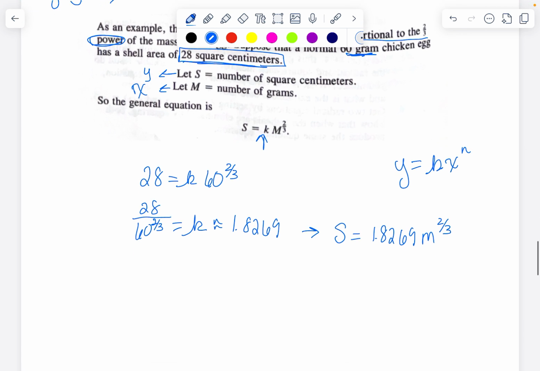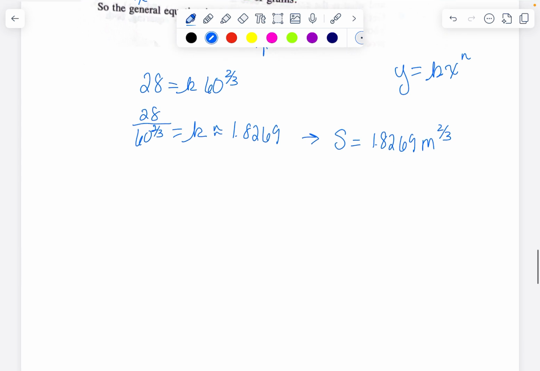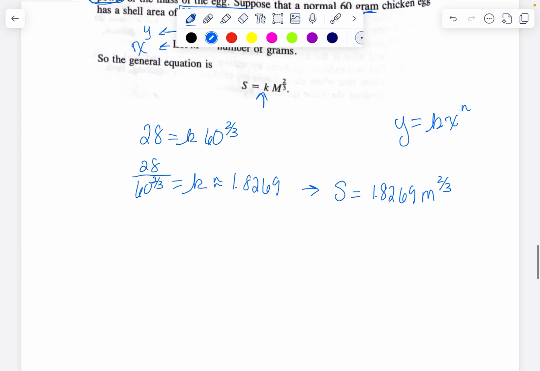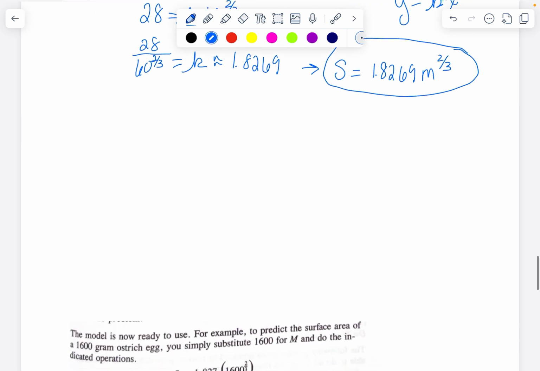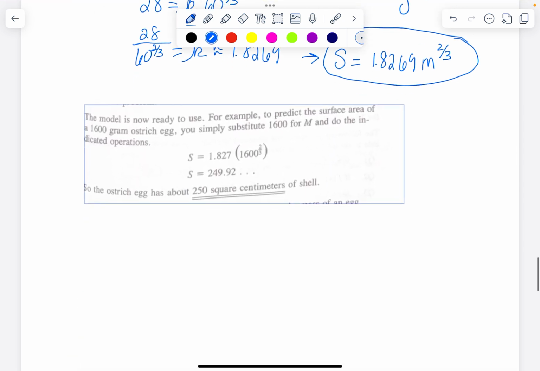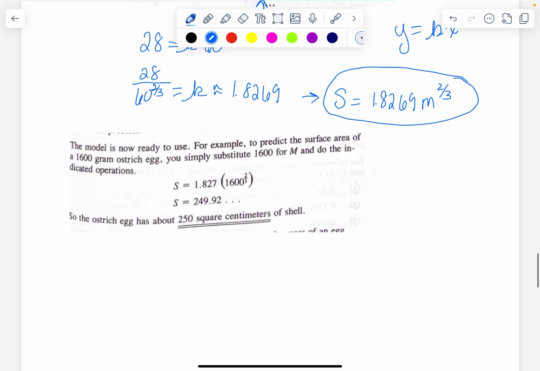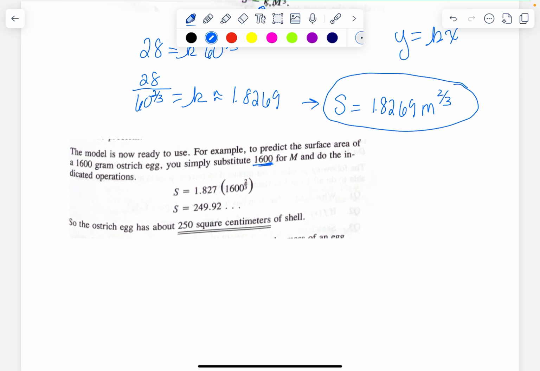The book asks us to do a couple of other things. They say, use this model, which is our mathematical model right here. They want us to use our model and find what happens if the mass of an egg is 1,600 grams. How would that work? Well, that would work by putting in that 1,600, raising it to the 2/3, and multiplying it.